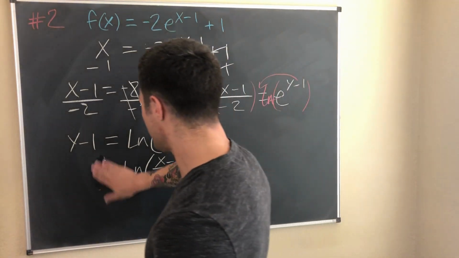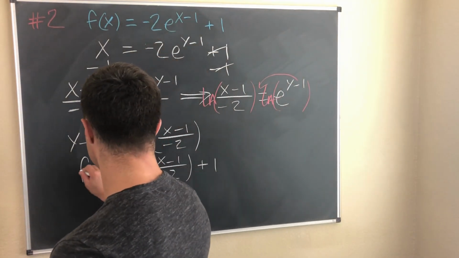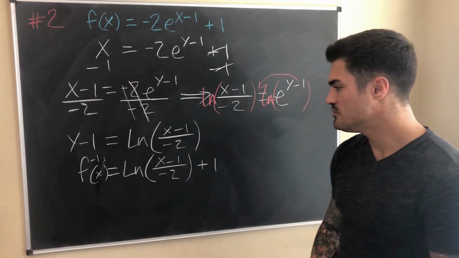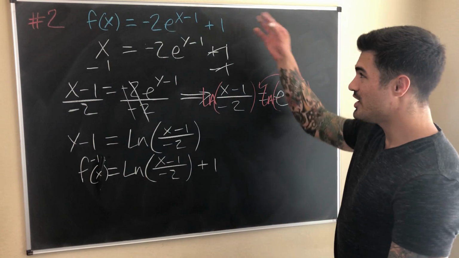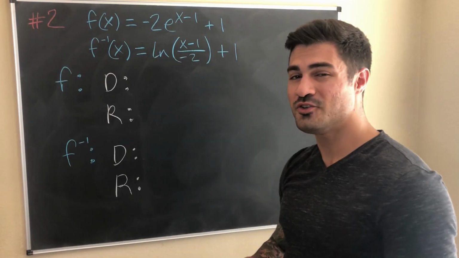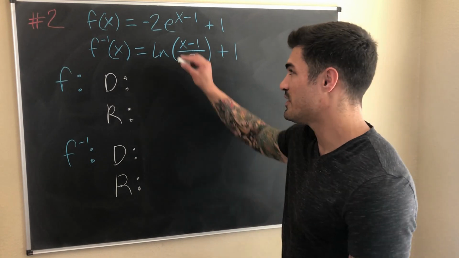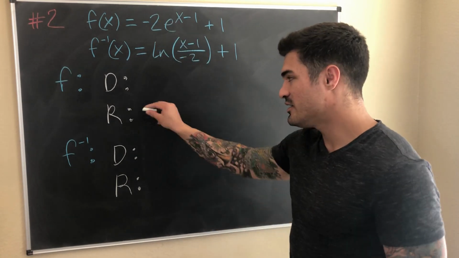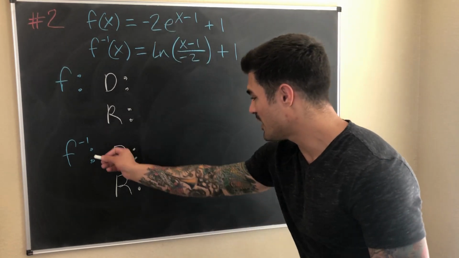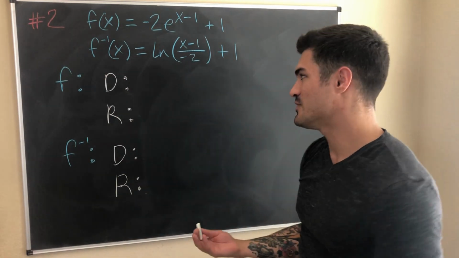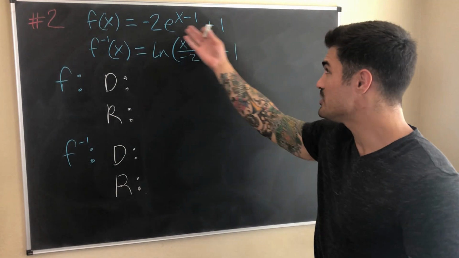And this is, in fact, our inverse function. Let's replace this with f inverse. Use the right notation. And that's it. Now let's find the domain and range of both of these. So to find the domain and range, I'm going to do a very similar thing that I did in the first problem, which is just I'm going to find the domain of both these functions and then copy down the ranges, because I know the range of the inverse is the same as the domain of the original function and vice versa. So what's the domain of this original function?